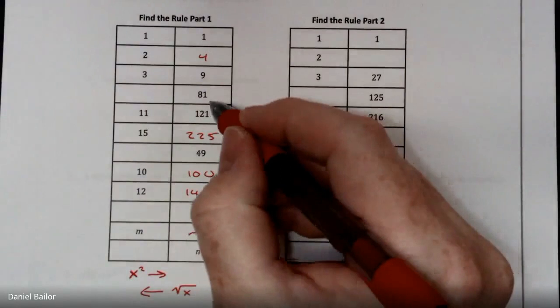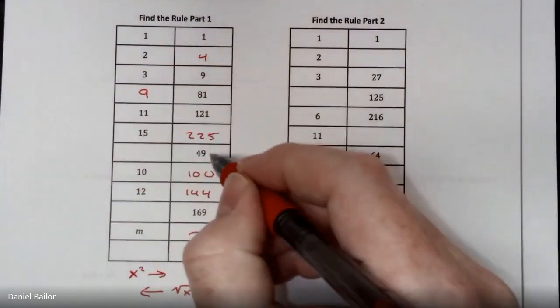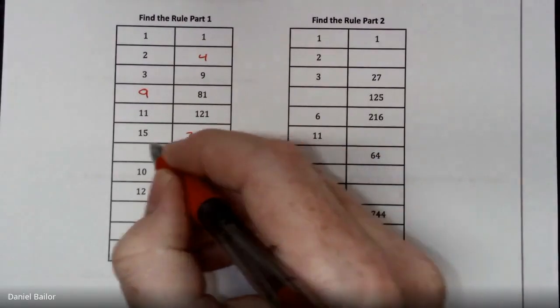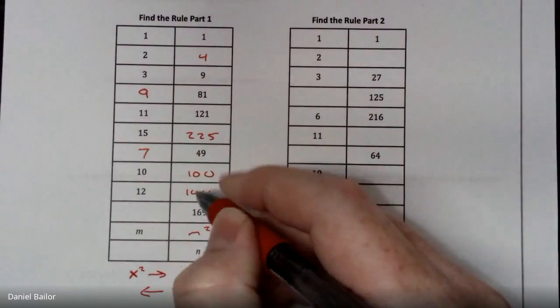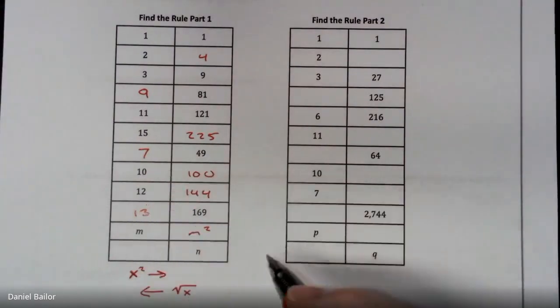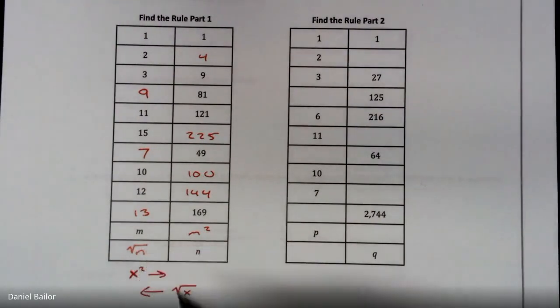So the square root of 81 going left is 9. The square root of 49 is 7. The square root of 169 is 13. And the square root of n, we can just say, is the square root of n. So that was finding the rule for that column. We had to think about it. What about part 2, find the rule?